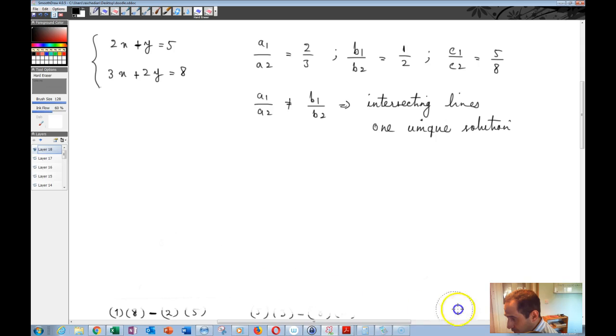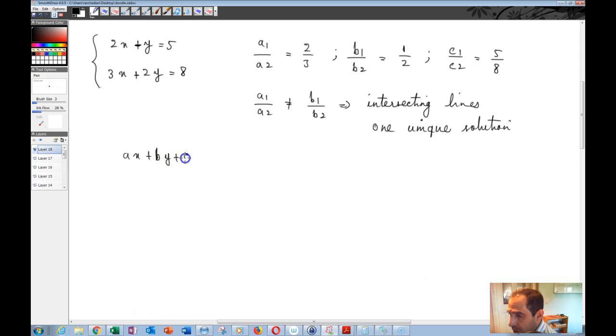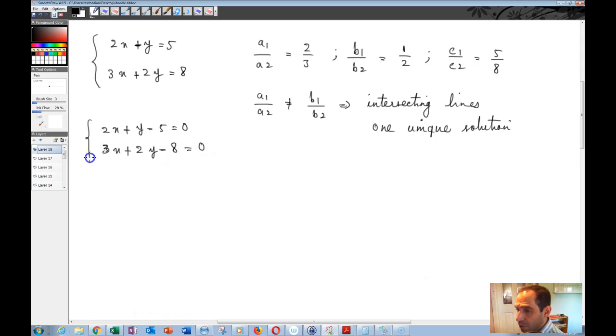and also this whole thing over here. So first, what you need to do is that you write your equation in general form. Right now, this is not written in general form, meaning that the general form would be ax plus by plus c is equal to zero, meaning that the c has to be on the other side of the equal sign. So what I'm going to do is that I'm going to write this as 2x plus y minus 5 is equal to 0, and then 3x plus 2y minus 8 is equal to 0.